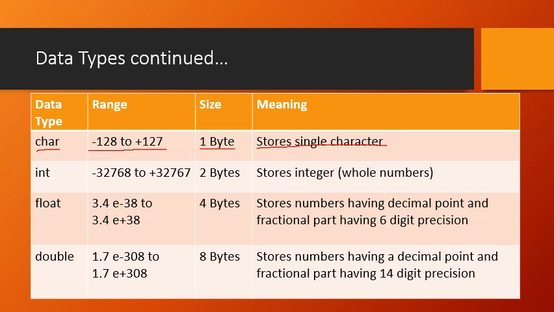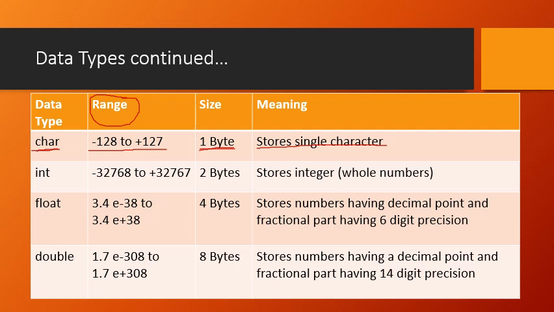About this particular range we will discuss in the upcoming classes. As of now I will not go into detail about the range. You may not be able to understand it at this point. So here you just try to understand the name of the data type, the size of that data type, and the meaning, that is, what type of value it stores. So the character type is used to store single characters, and the size is 1 byte.